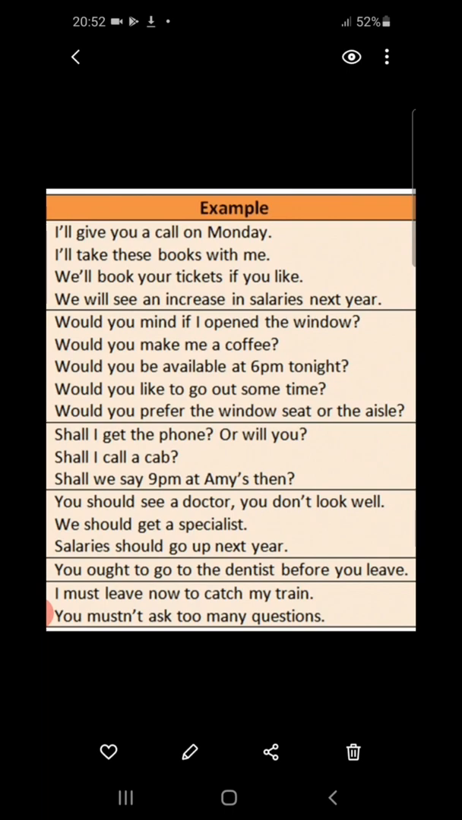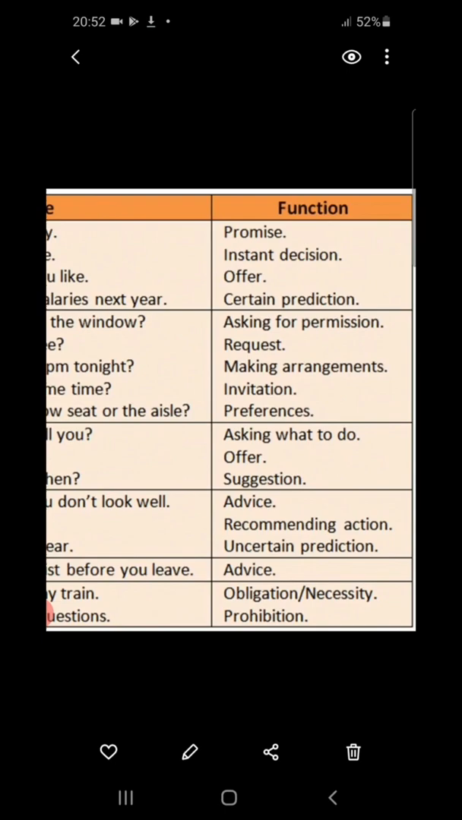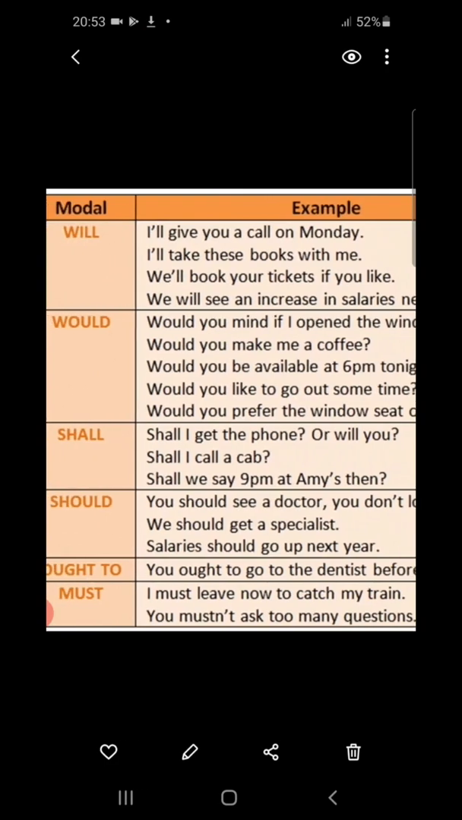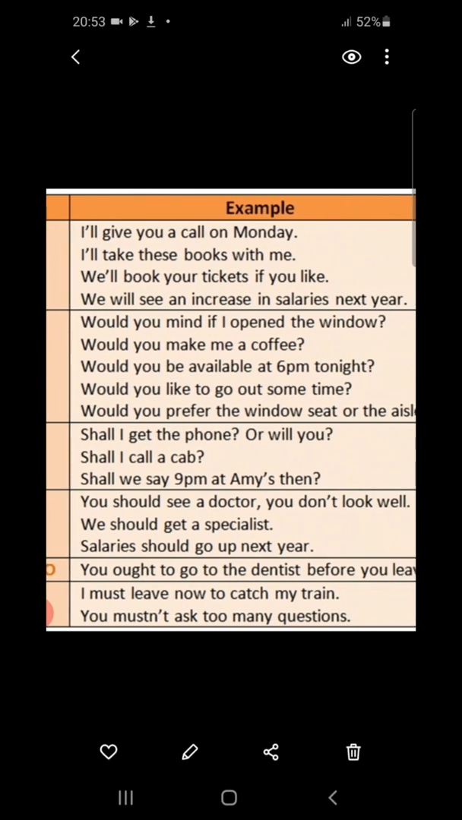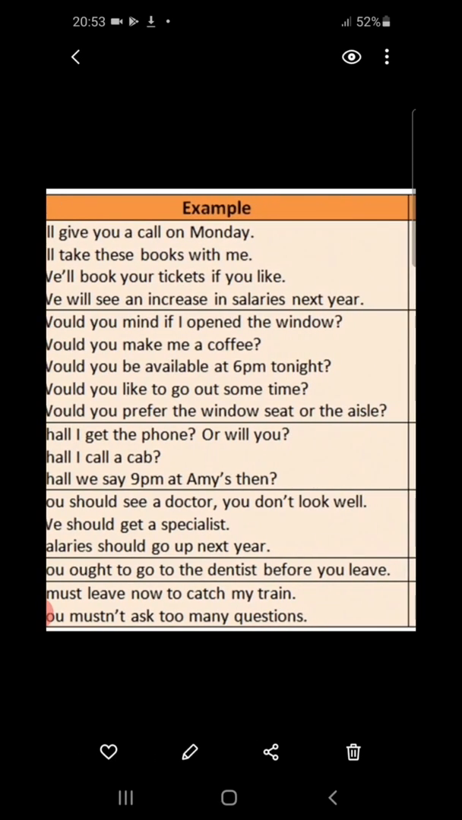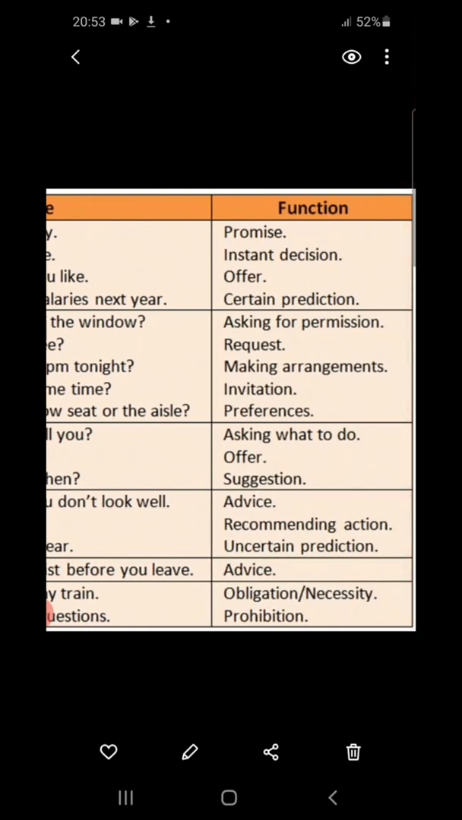Next, salaries should go up next year. It's an uncertain prediction. So it's a prediction, although uncertain, or although with having uncertainty. Next, ought to. You ought to go to the dentist before you leave. It's an advice. So you ought to do something.